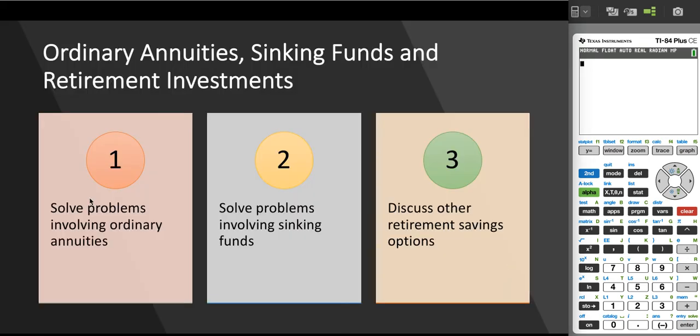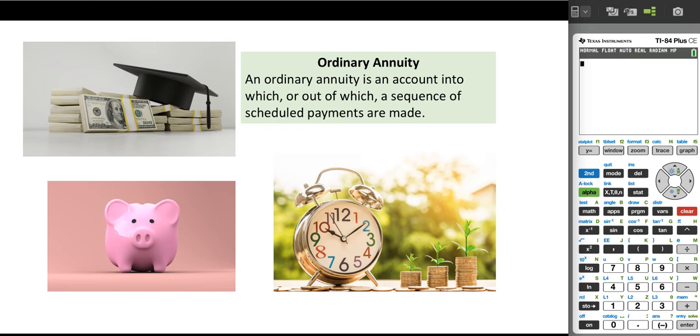Specifically, what we want to do in this screencast are three things. Solve problems involving ordinary annuities, solve problems involving sinking funds, and discuss some other retirement savings options. But that's going to be very brief. Okay, so what is an ordinary annuity?